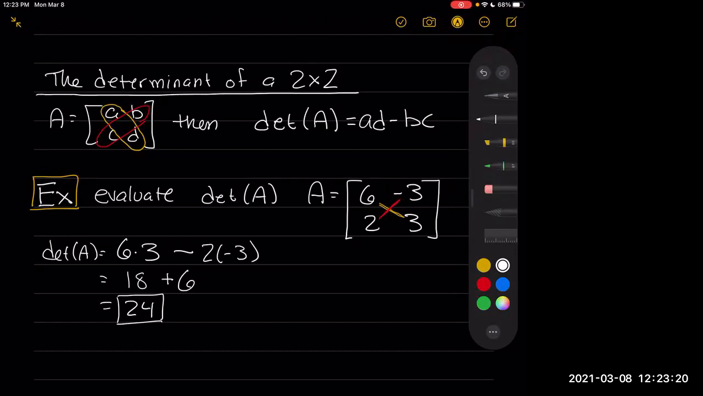Okay. Now I'm going to teach y'all how to take the determinant of an n by n matrix.